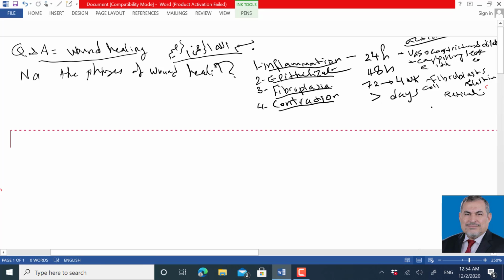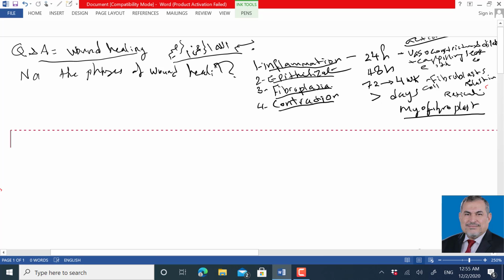Contraction, which happens after 5 days. What happens in the contraction? Wound contraction, myofibroblasts contract the wound. The action of myofibroblasts causes the contraction. Okay.